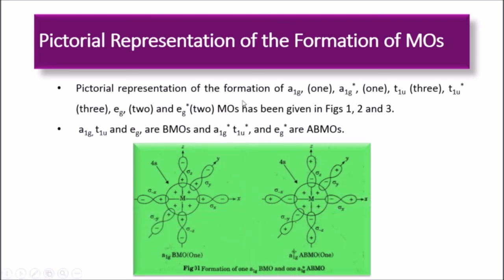Here, this is the first interaction with A1g, and you can see that this is a positive interaction, so this is going to form your BMO. This is a negative interaction, so it's going to form your ABMO. Plus and minus is not for mathematical value, it is for BMO and ABMO respectively. So this is A1g and A1g star.